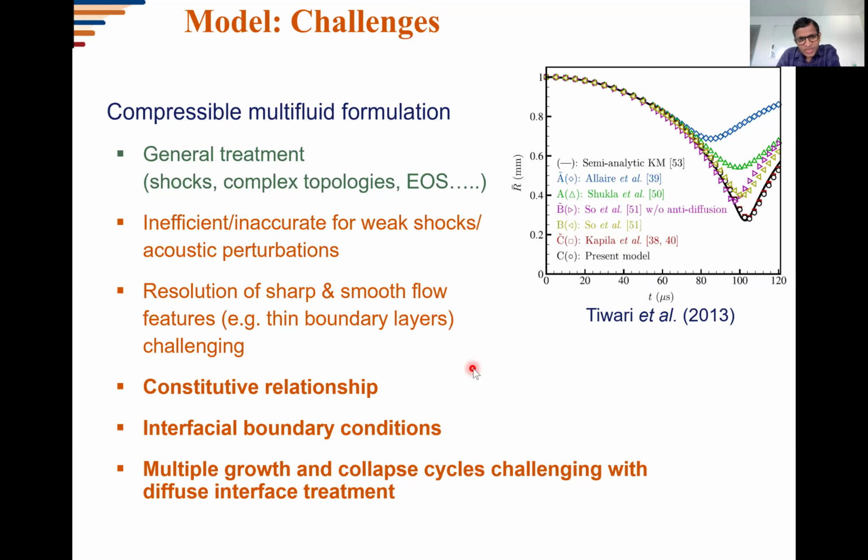So our interest here has been primarily focused on ensuring that we can account for complex constitutive relationships across the interfaces. So the bubble is going to see a medium that has a complex rheological signature, and therefore one must be able to account for this rheology. And also looking at interfacial boundary conditions.